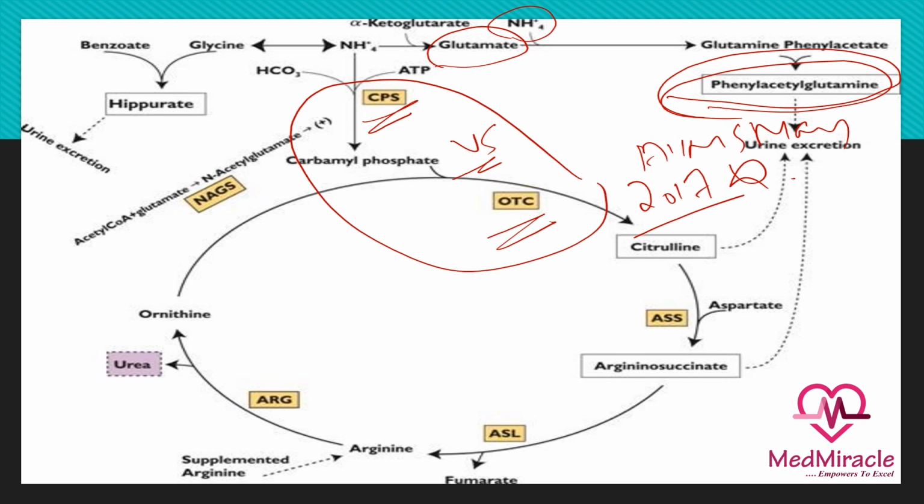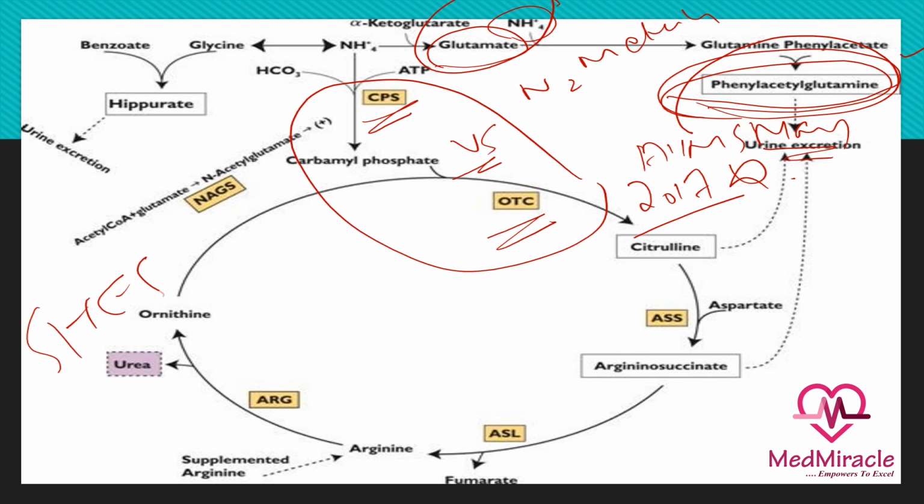So in case of any urea cycle defect, you can provide this drug to bypass or to eliminate the excess nitrogen metabolites by urine. So this was asked in AIIMS. So you have to know this one and this, plus the sites where it's occurring.